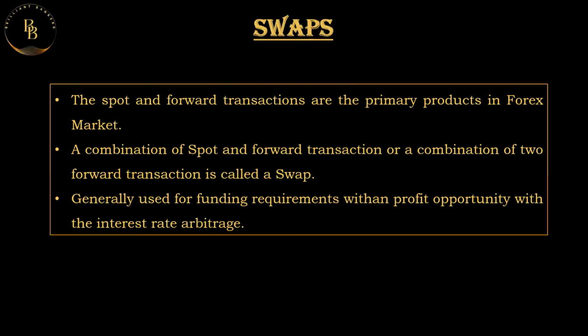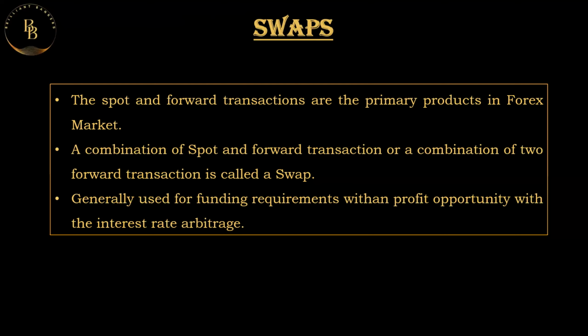The spot and the forward transactions are the primary products of the forex market. If there is a combination of both the spot and the forward transaction, or a combination of two forward transactions, in that condition it is called a swap. It is generally used for funding requirements with a profit opportunity with the interest rate arbitrage.